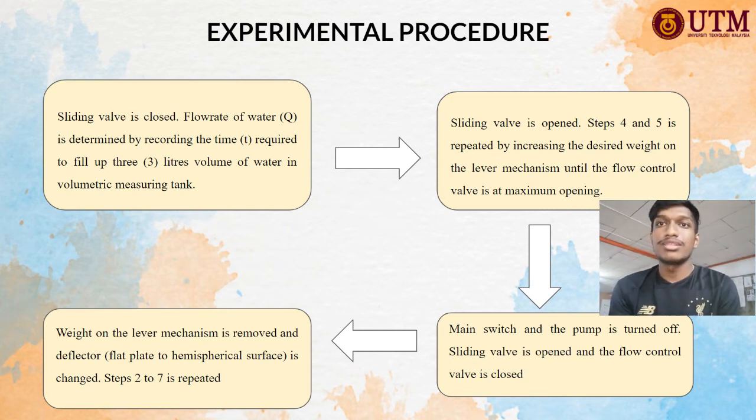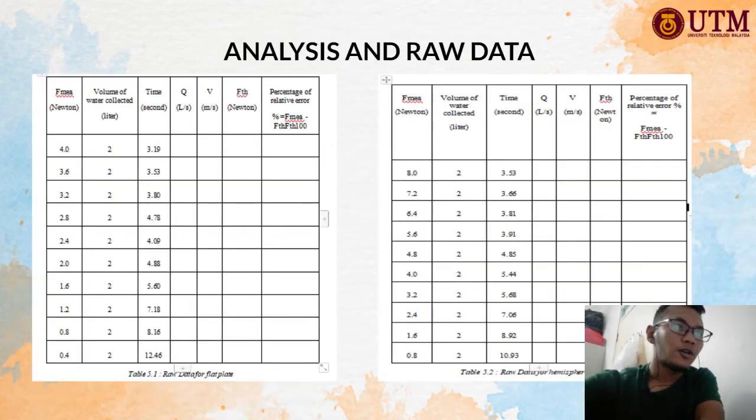The last one is the weight on the lever mechanism is removed and the deflector, which is a flat plate, is changed to a hemisphere surface. And steps 2 to 7 are repeated. Thank you. Now I will explain about the analysis and the raw data.